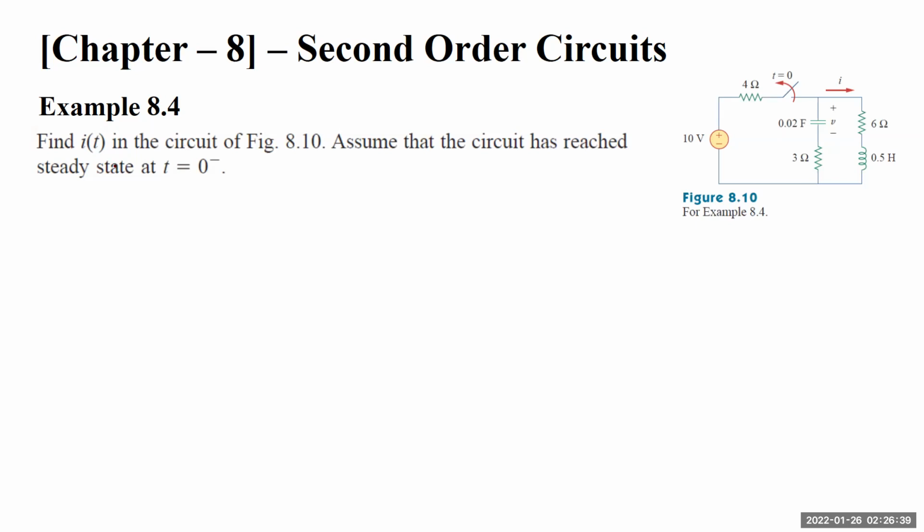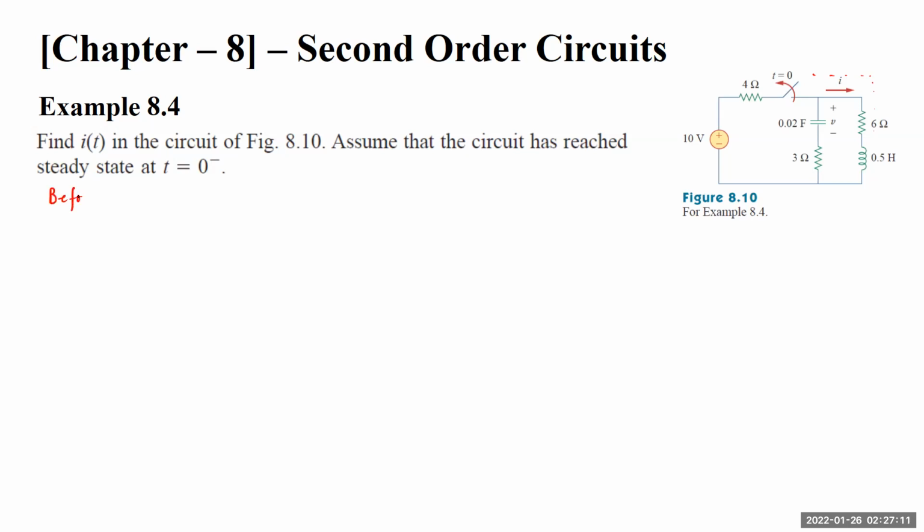In this example, it says: find i of t in the circuit shown in figure 8.10. Assume that the circuit has reached a steady state at time t equals 0 negative. So this is our circuit. At time t equals 0 the switch is open, and our circuit after t equals 0 is something like this. There are two stages for this circuit: one before the switching, and one after the switching. So let's draw both of them.